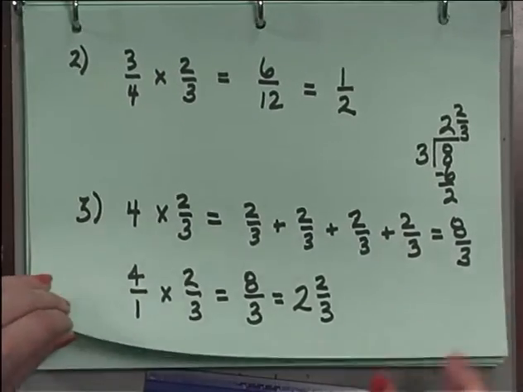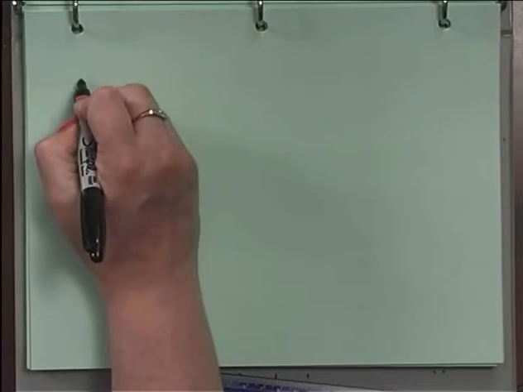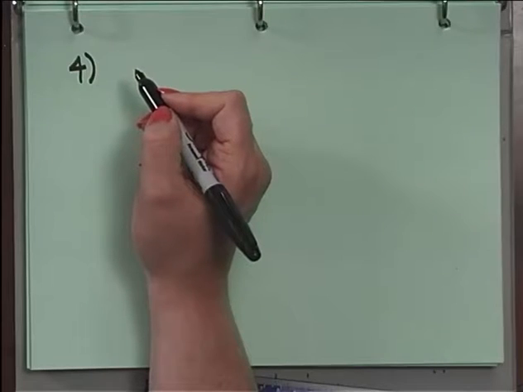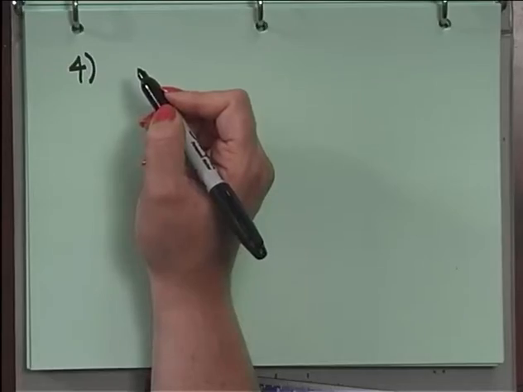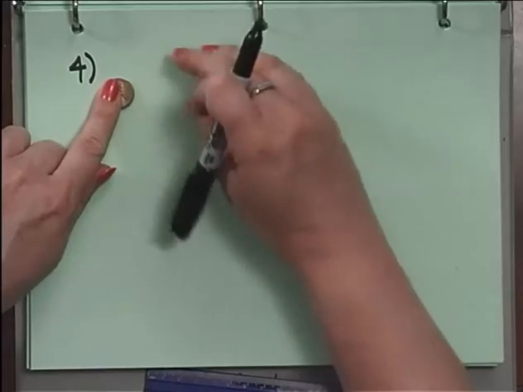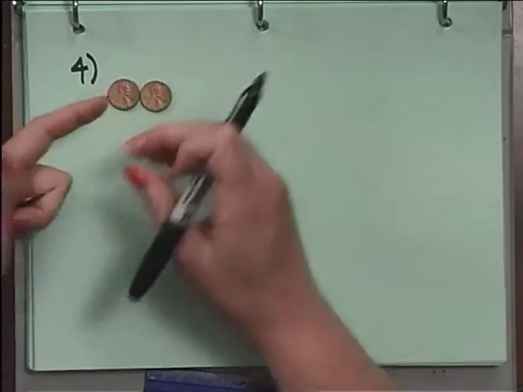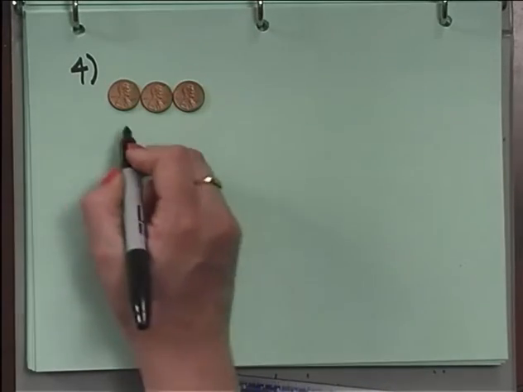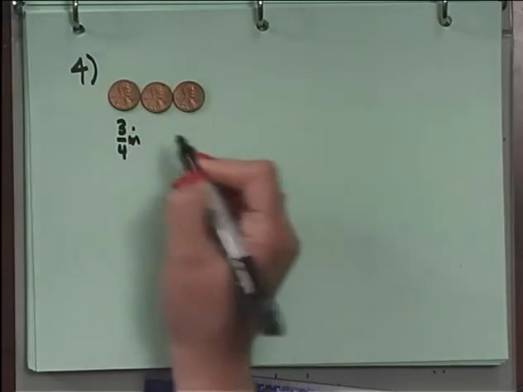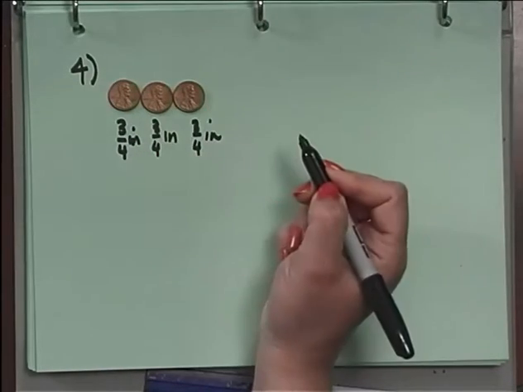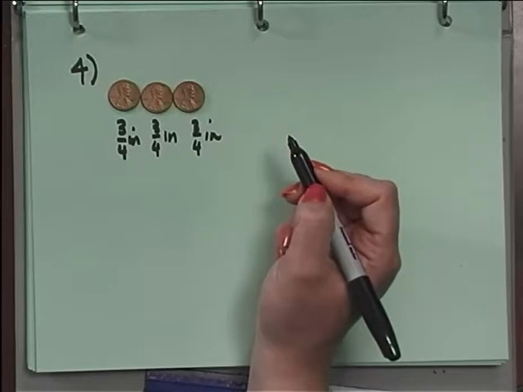Okay, let's look at example 4. In example 4, we're told that 3 pennies are placed side by side as shown below. So we're going to take 3 pennies and place them side by side. And each penny has a diameter of 3/4 inches. So each of these pennies has a diameter of 3/4 of an inch. And we want to know how long is the row of pennies.